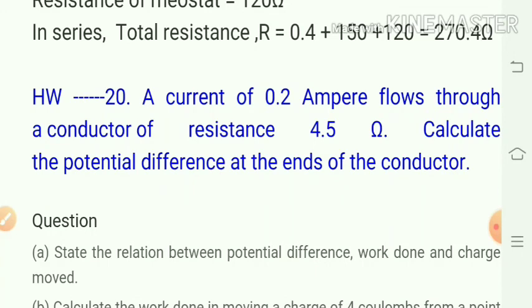Now one example for the homework: suppose a current of 0.2 ampere flows through a conductor of resistance 4.5 ohm. Calculate the potential difference at the end of the conductor. Now in this example you know that current I is 0.2 ampere. Resistance R is 4.5 and you have to find out the value of V. So, according to Ohm's law, V is equal to IR. You have to take the product of electric current and resistance, that is IR, 0.2 into 4.5.